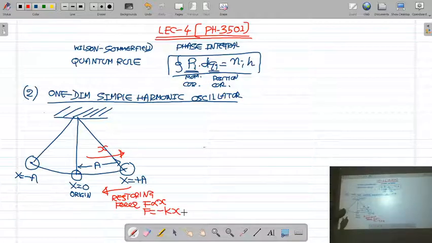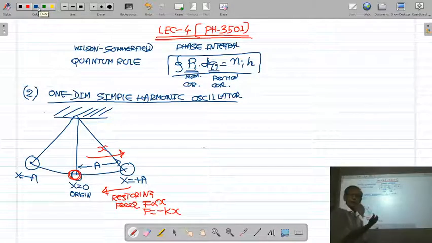So when the pendulum is making a displacement on the right hand side, the restoring force F, which is proportional to displacement x, brings the pendulum back to the equilibrium position x equals 0. So F is equal to minus kx is the restoring force which brings the pendulum back to the equilibrium position, and due to this restoring force, the oscillator is oscillating about the equilibrium position. Good.